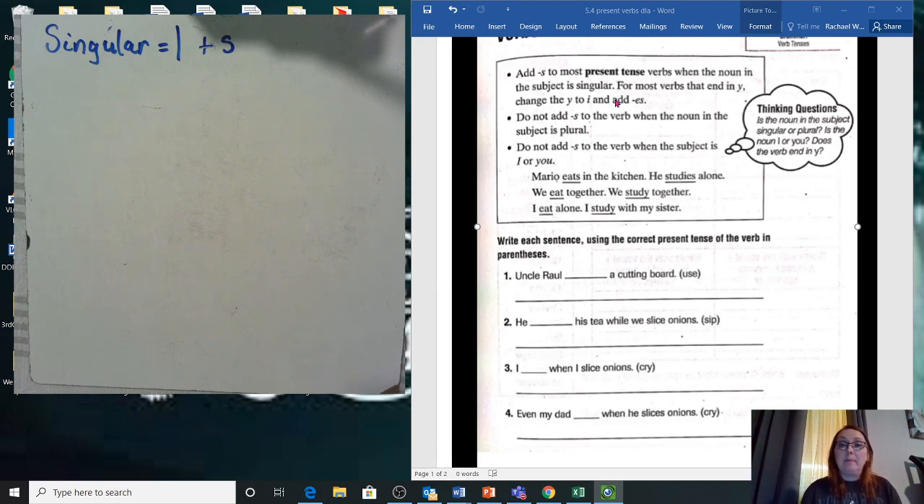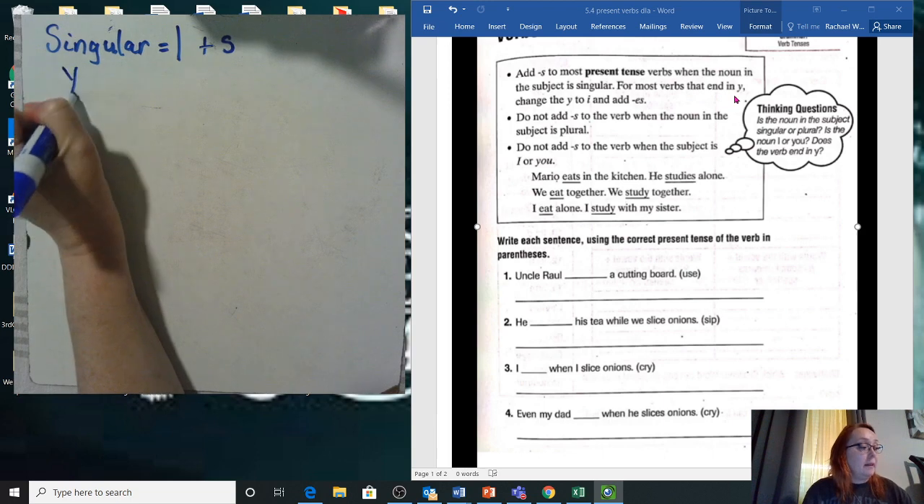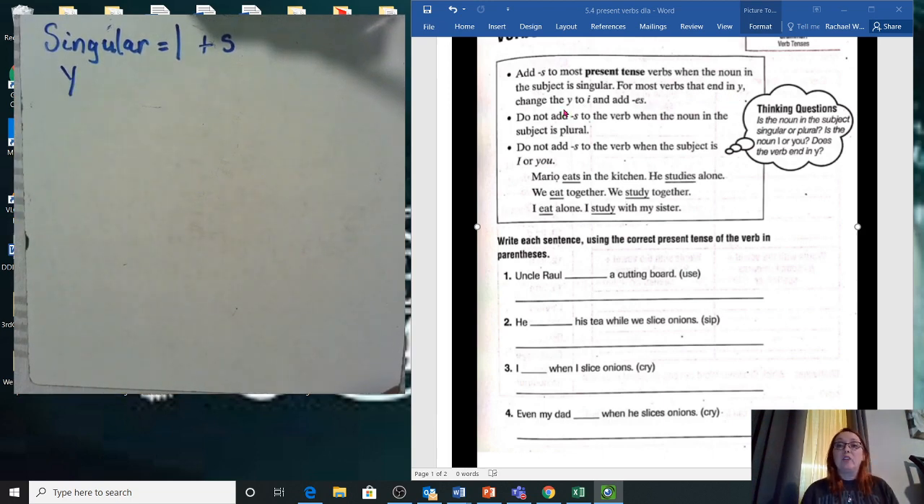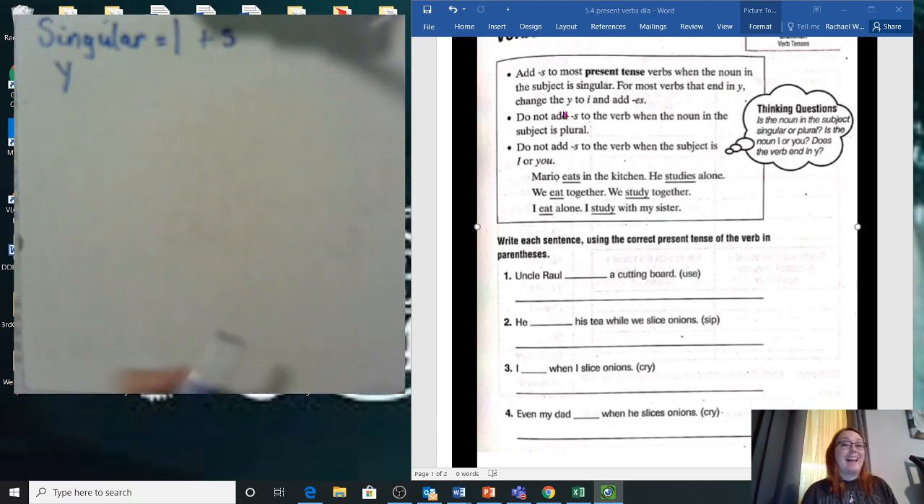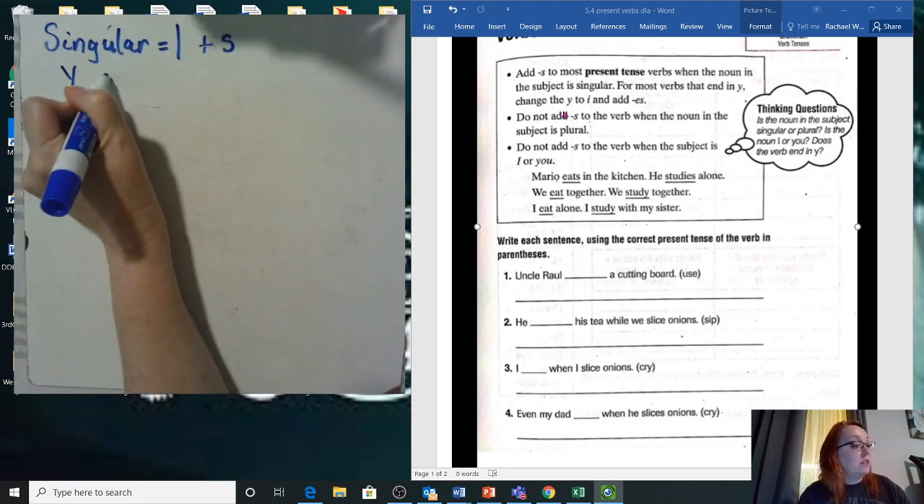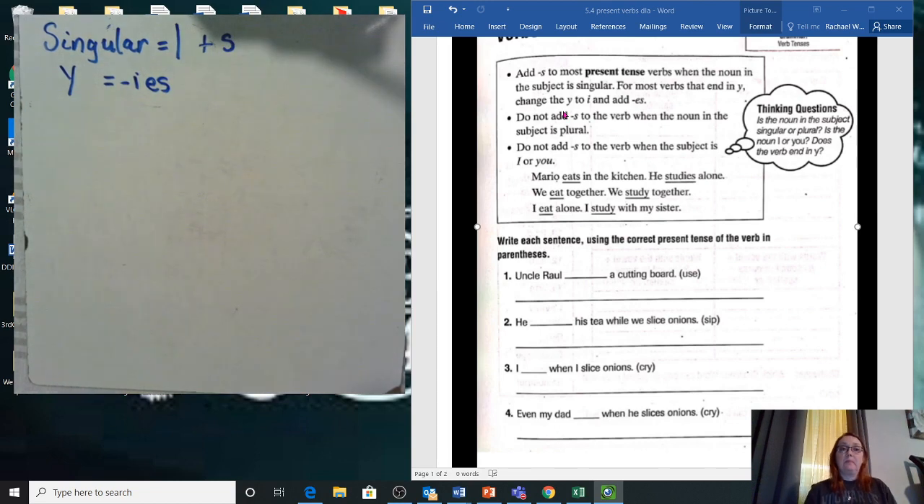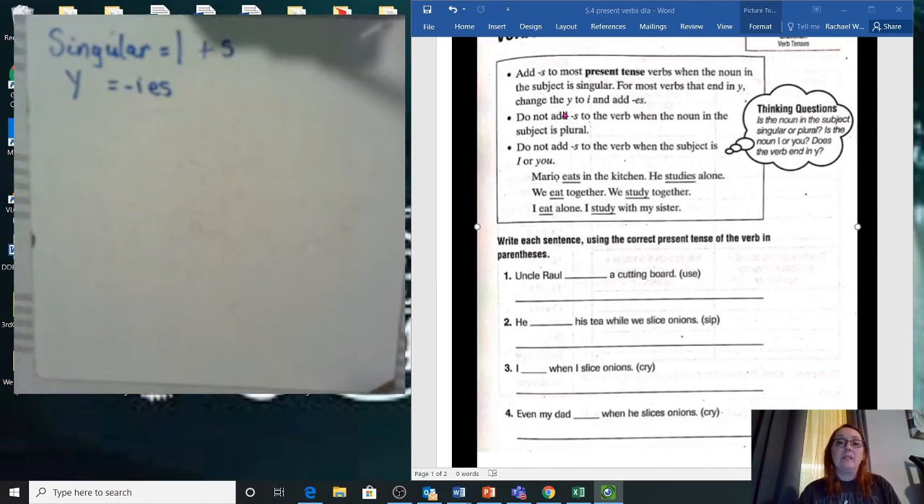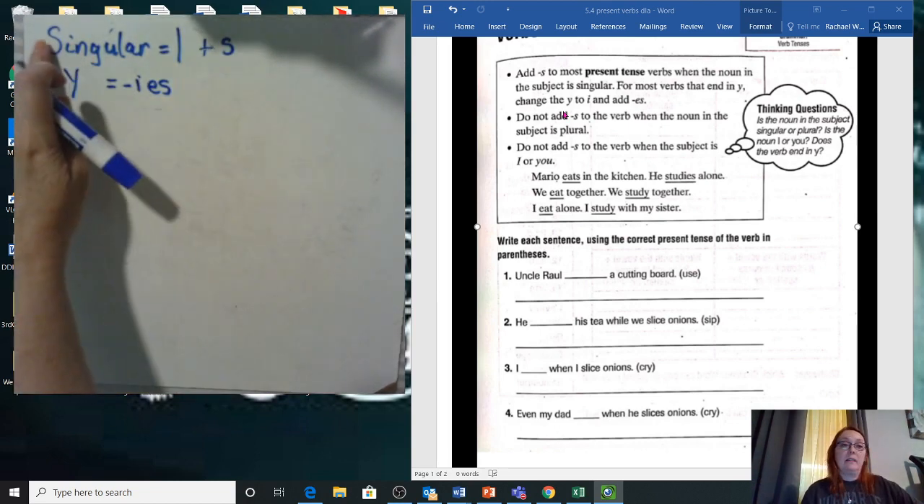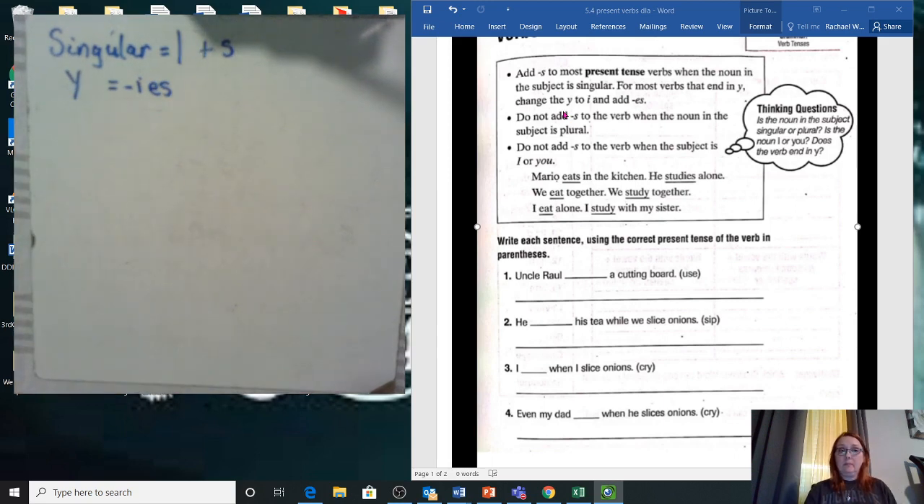Let's keep going. It also says for most verbs that end in Y, change the Y to an I and add ES. So we're going to add IES. And that is if the subject is singular. Okay? Here we go. Keep going.